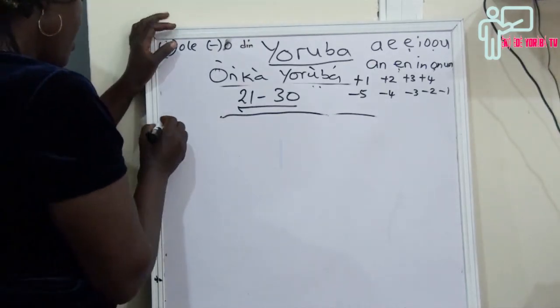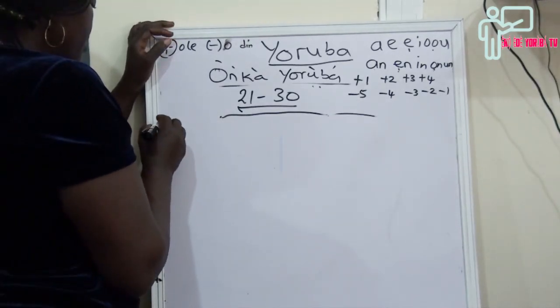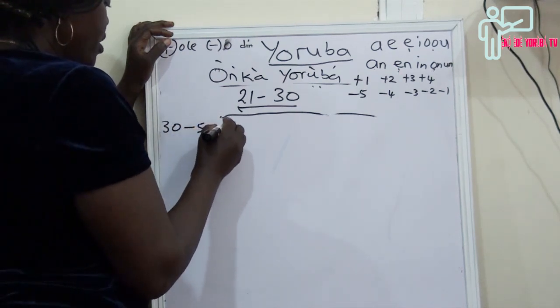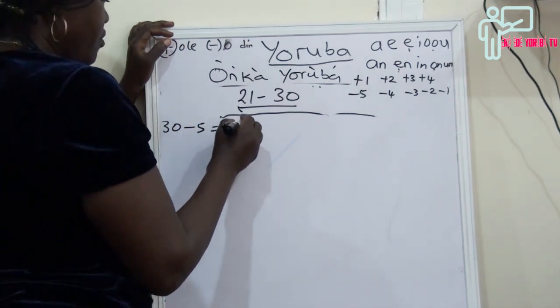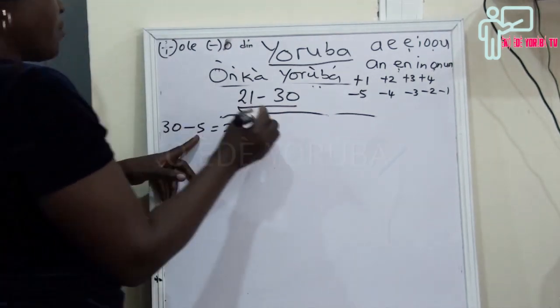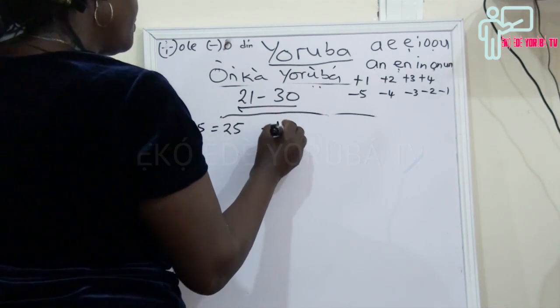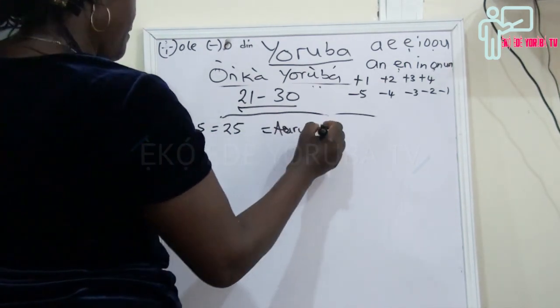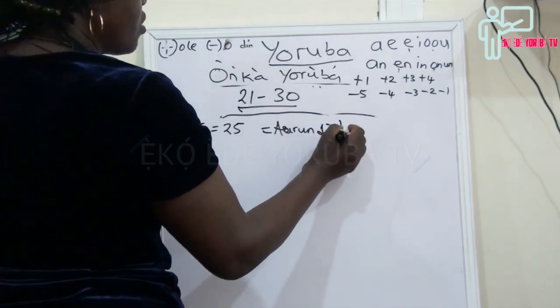So our 25 will now be 30 minus 5. It will give us 25. And I said that we read it from the back. Àrún, you can say àrún. Àrúndínlọ́gbọ̀n.